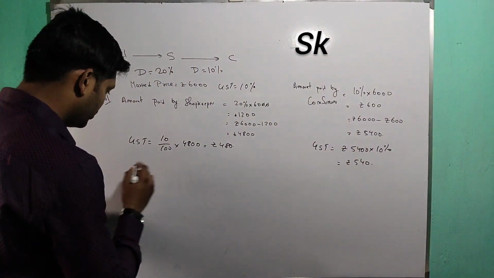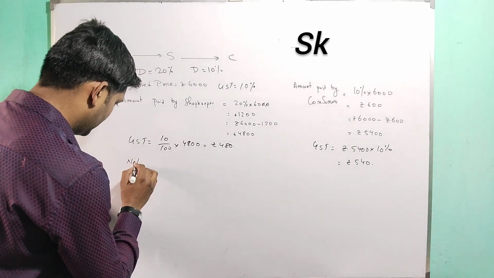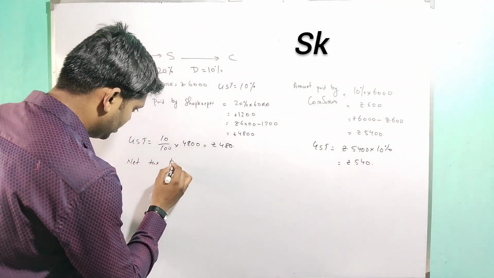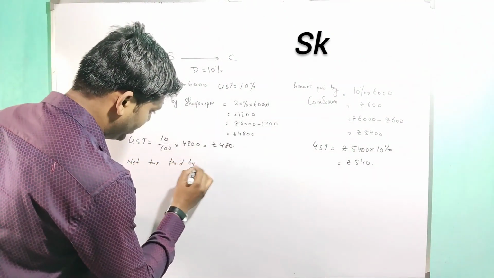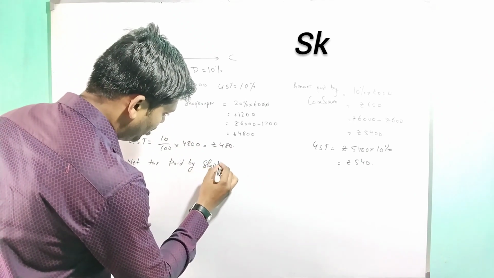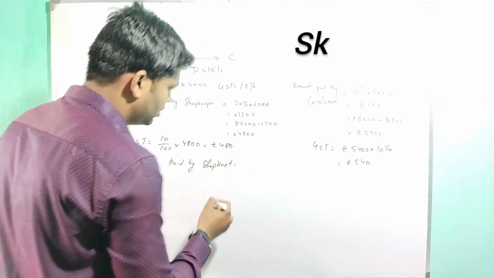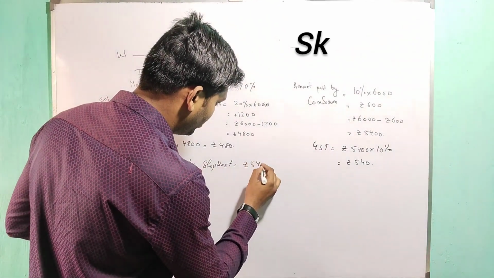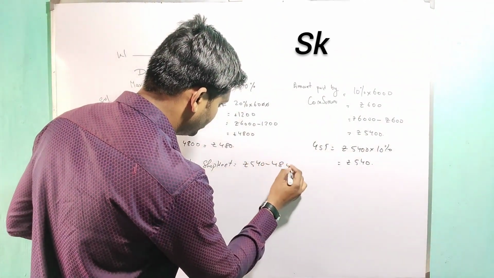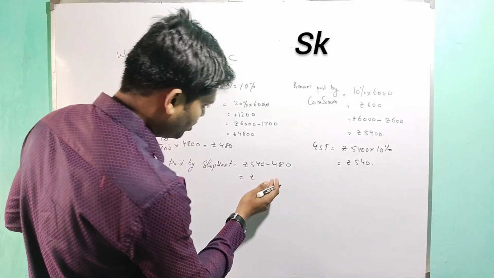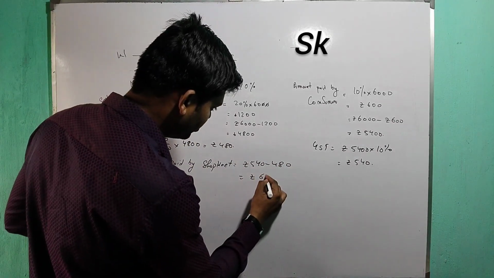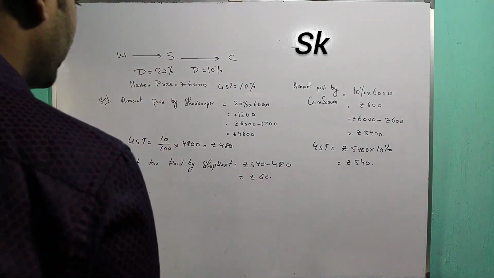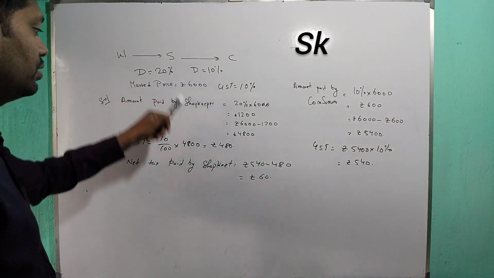So net tax paid by shopkeeper. How much is the net tax paid by the shopkeeper? This one minus this one, 540 minus 480. So how much it will be? 60 rupees net tax. This is the net tax.